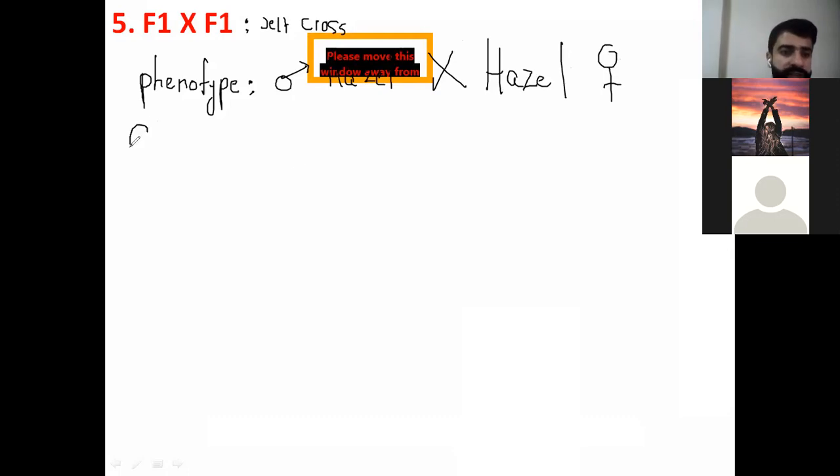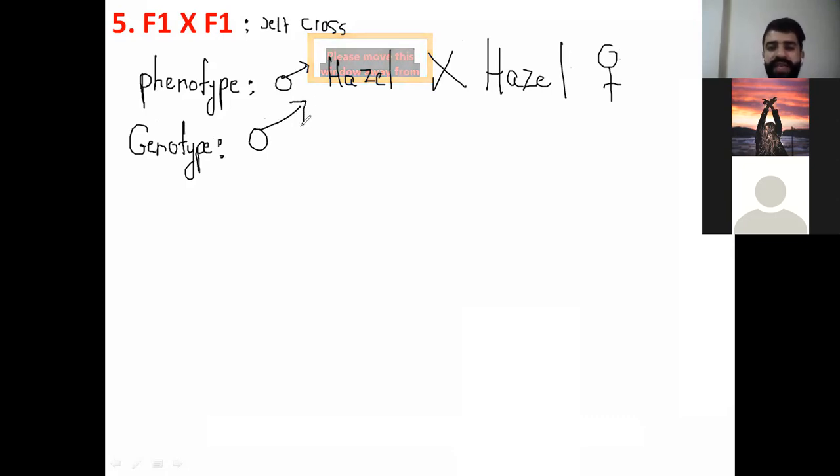Second, we have the genotype. We already calculated and discovered the genotype. What is the genotype of the male and the female? They have the same genotype. HG, H capital, G small. Very good. H capital, G small, and here H capital, G small.